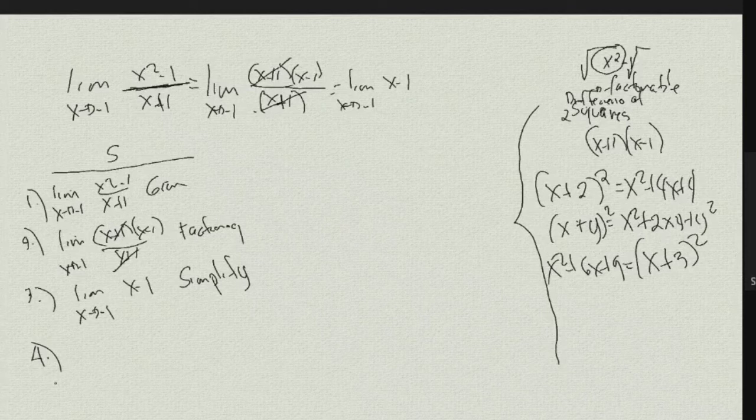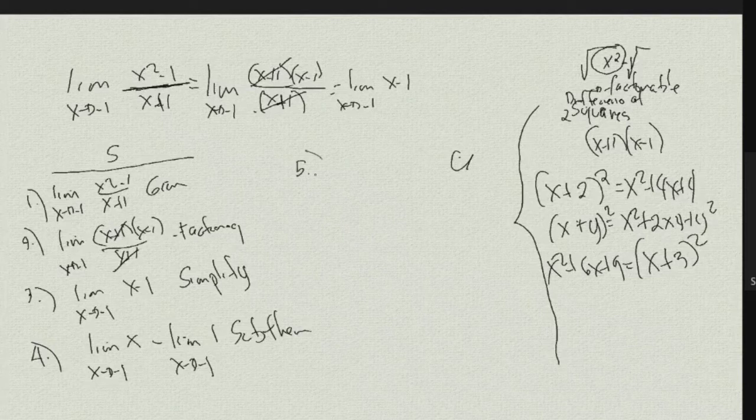Subtraction. Yes, it's subtraction now. The limit of x as x approaches negative 1 minus the limit of 1 as x approaches negative 1. Subtraction theorem. Number 5, limit of x. The answer? Negative 1. Negative 1 minus the limit of 1 as x approaches negative 1.